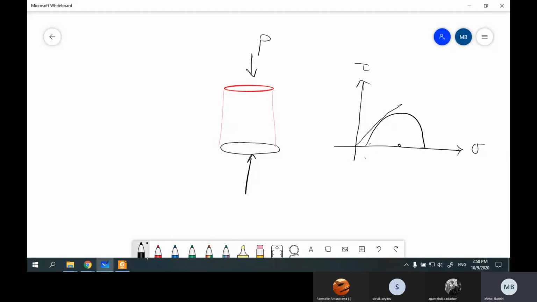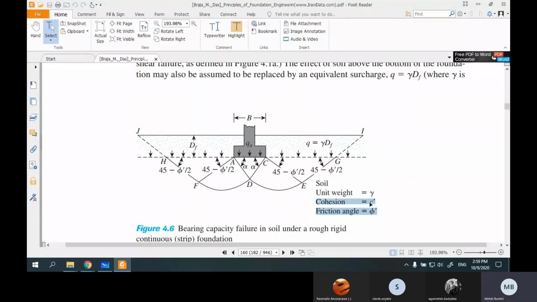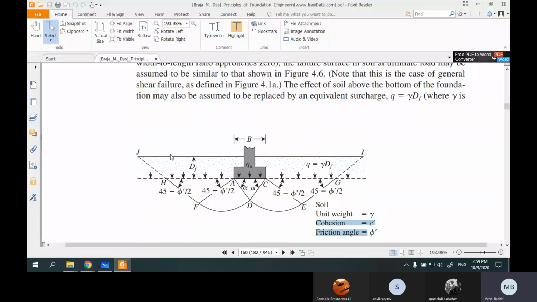Okay, and then from here to here, if you draw a line like this line, I don't know if you remember it from mathematics, this line has an equation like this, ax plus b. And by finding the equation of this line, we can find a and b, and one of them is c, one of them is phi. Anyway, if you want to get these parameters, you have to perform experimental tests on samples of the soil. In many cases, we have these parameters.